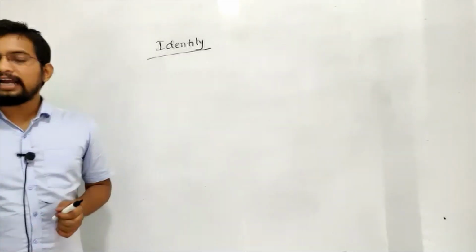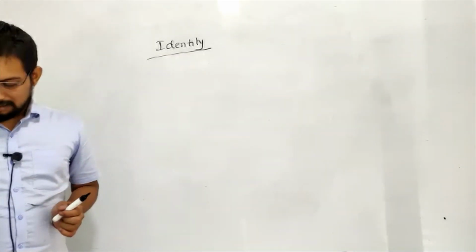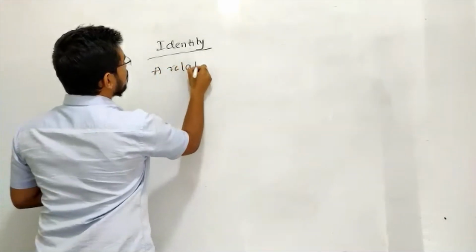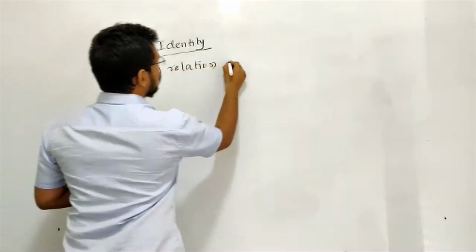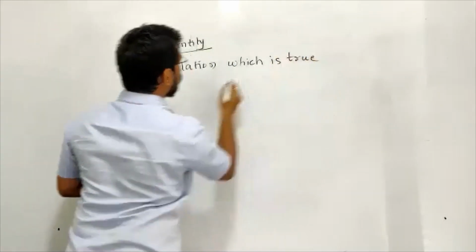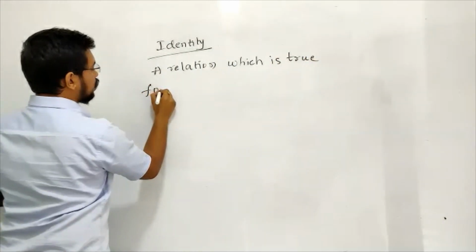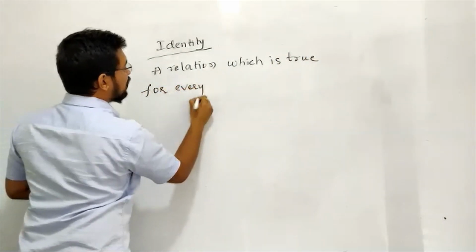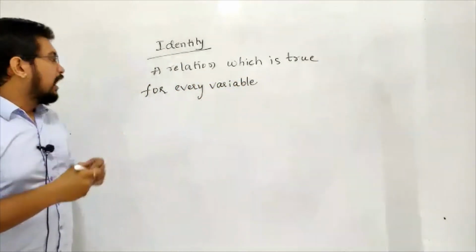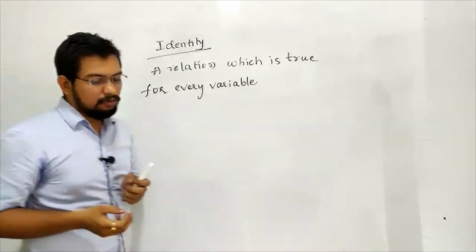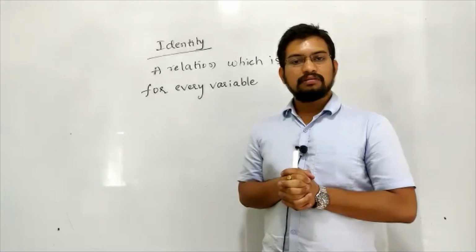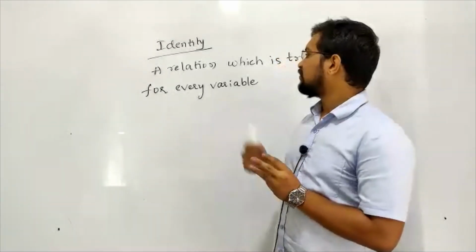What is the meaning of identity? Anyone? I'll say something like this: a relation which is true for every variable. Identity is a relation which is absolutely true for every variable.